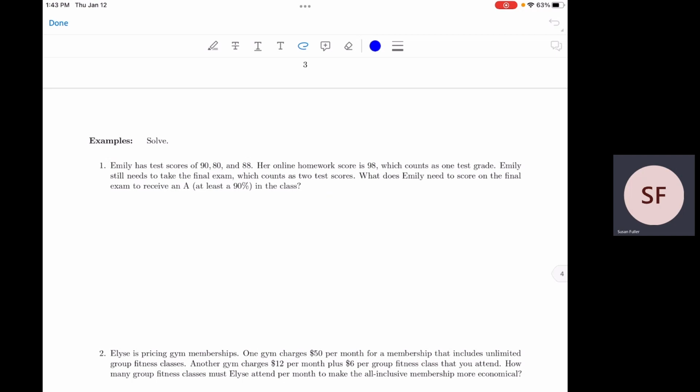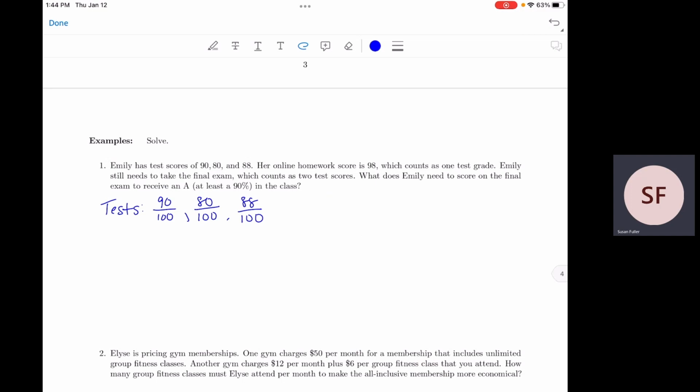Okay, so the information that we're given, Emily has test scores of 90, 80, and 88. It doesn't specifically tell us if those are percentages or exactly what those are out of. I'm going to assume those are percentages, which means they're out of 100. So I'm going to say, okay, on her tests, Emily has a 90. Again, I'm going to assume that's a percentage, so I'm going to say that's out of 100. She has an 80 out of 100 and an 88.